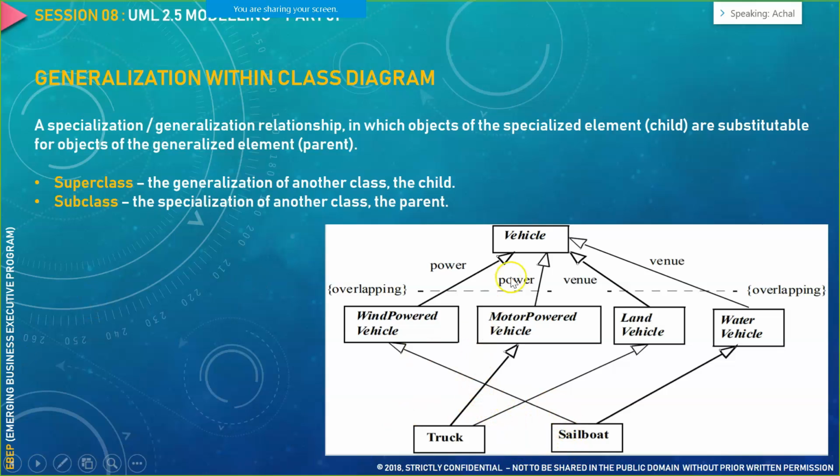Absolutely. So vehicle is our main parent class. Now vehicle can be of different types: wind power vehicle, motor power vehicle, land vehicle, and water vehicle. So in this case, this is our subclass, wherein these two, truck and sailboat, are the child classes of this particular subclass, and then this is our main class, vehicle.